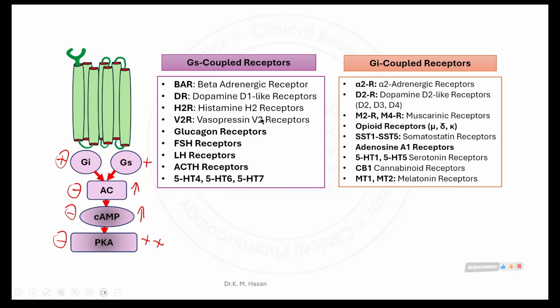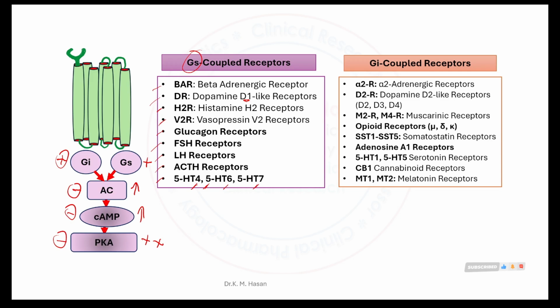Examples of receptors linked to the Gs protein: we have beta adrenergic receptor, beta 1, followed by dopamine 1 receptor, histamine H2 receptor, vasopressin V2 receptor, glucagon receptor, FSH receptor, LH receptor, luteinizing hormone, ACTH receptor, adrenocorticotropic hormone. Then we have serotonin receptors 4, 5, 6, and 7. So specific types of serotonin receptor work on the Gs protein: 4, 5, 6, and 7.